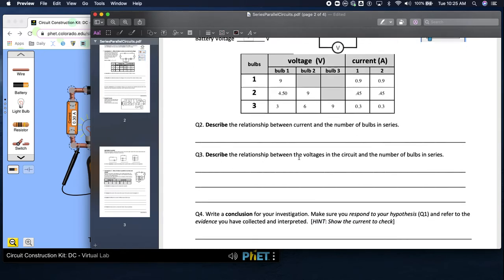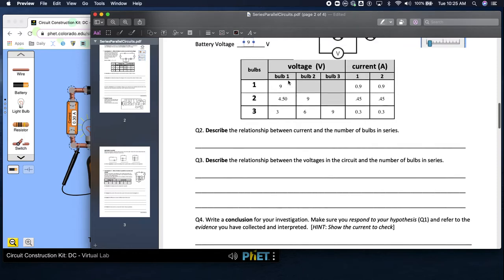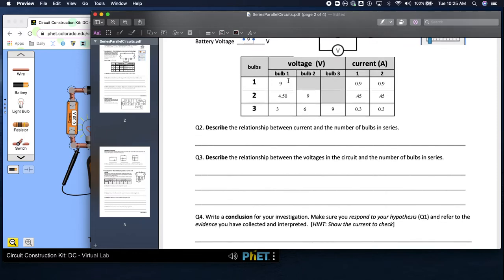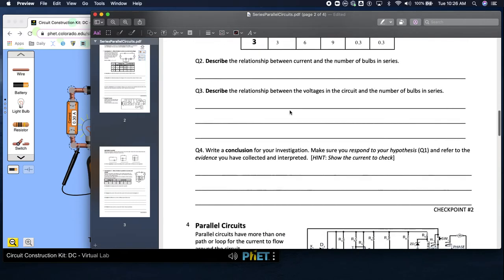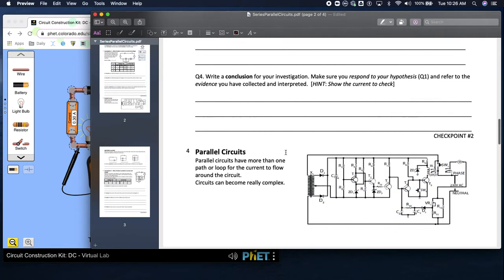Describe the relationship between the voltages in the circuit and the number of bulbs. 1 bulb is using 9 volts when there's just 1 bulb. As the number increases, the voltage goes down per bulb. Okay, so whenever one thing goes up and the other goes down, that is called an inverse relationship. Okay, write a conclusion of your investigation.